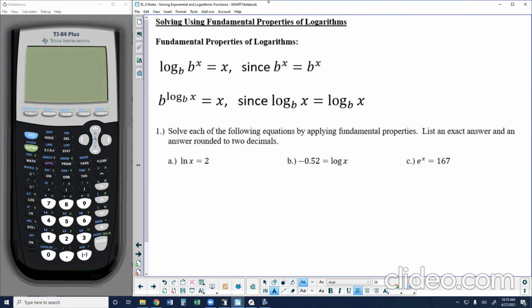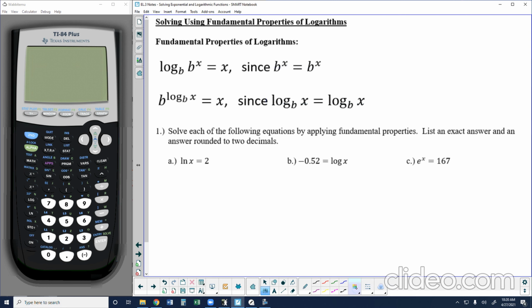The first one is that log base b of b to the x power is equal to x. And this is because b to the x power equals b to the x power. So why is this important? Well, we know that b to the x power is equal to b to the x power. That's the same expression. But what I can do here is take this expression and rewrite it as a logarithm.